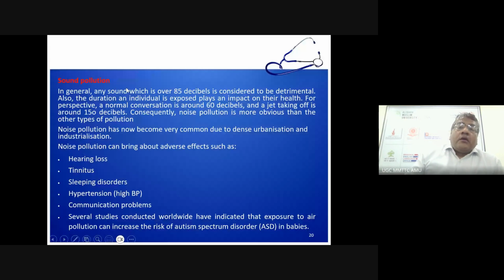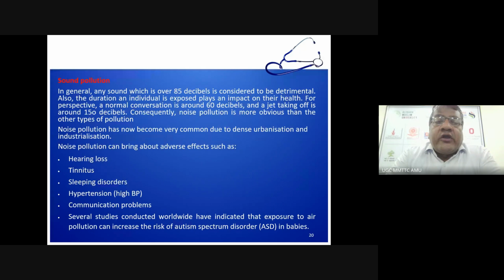Now, after completing air pollution, the second pollution is sound pollution. In general, any sound which is over 85 decibels is considered to be detrimental. If any sound is more than 85 decibels, it is harmful for the human body. Also, the duration an individual is exposed plays an impact on their health. For perspective, normal conversation is around 80 decibels.